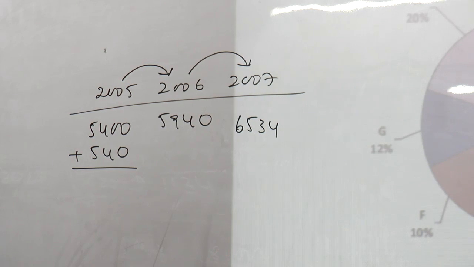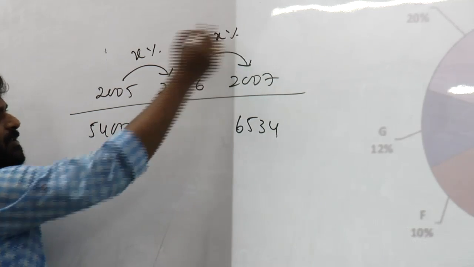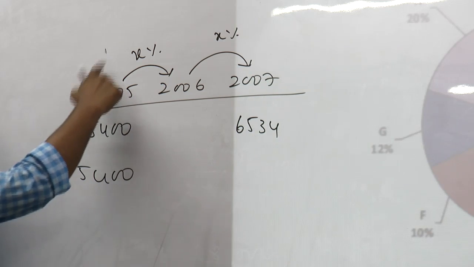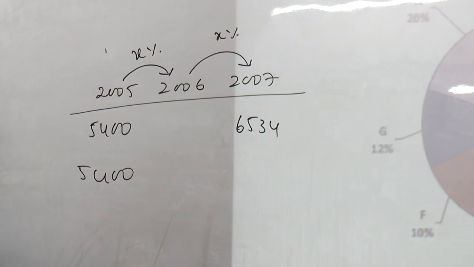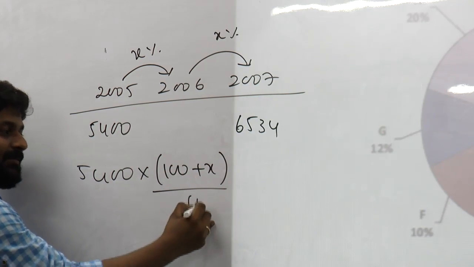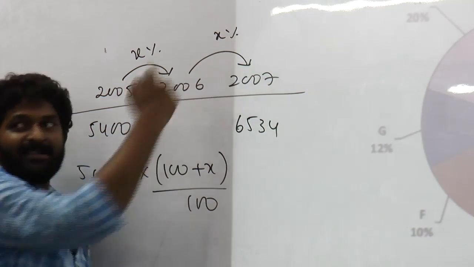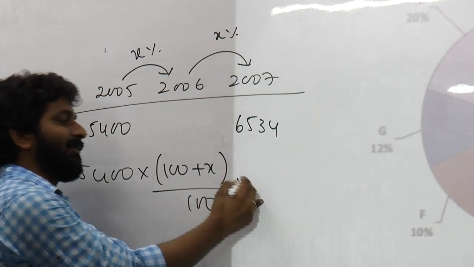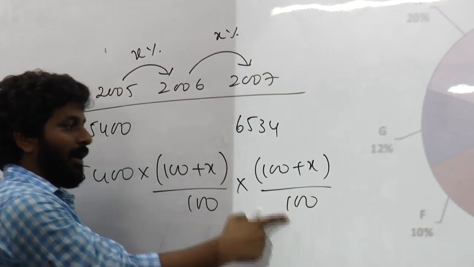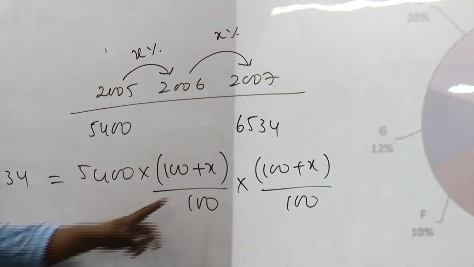Not satisfied. Right. From here it increases by x% and here also it increases by x%. Now I have 5400. If it increases by x%, it becomes 100 plus x%. You will get this number. And from here again we are increasing its value by x%. Again 100 plus x%. And this is equal to 6534. Solve this, you will get the x value.